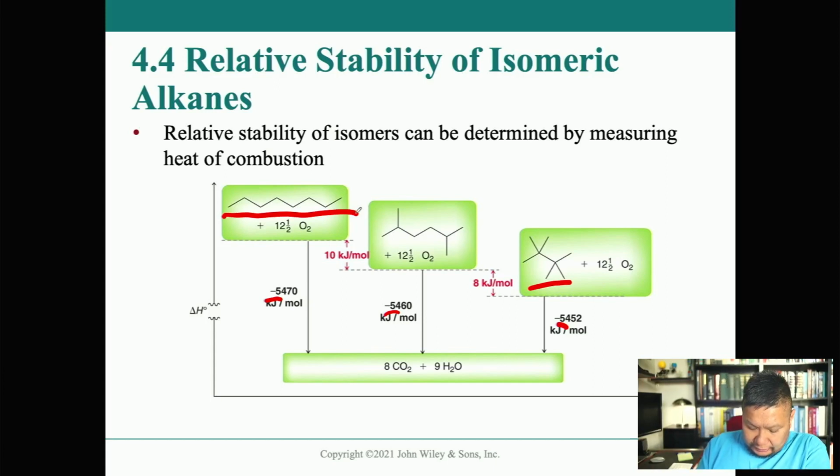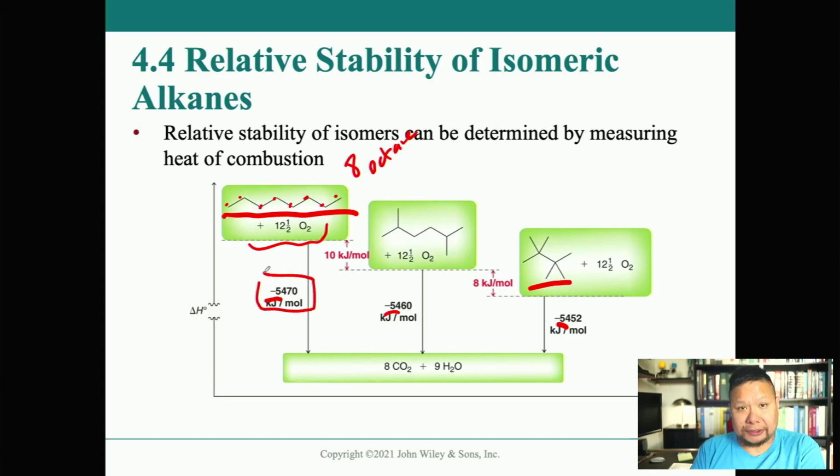So in this case, I forgot what these are already. 1, 2, 3, 4, 5, 6, 7, 8. So that's octane right there, 8 carbons. And when octane combusts, that's a combustion reaction because it's being combined with oxygen, it releases negative 5,470 kilojoules per mole, which is a lot of energy.